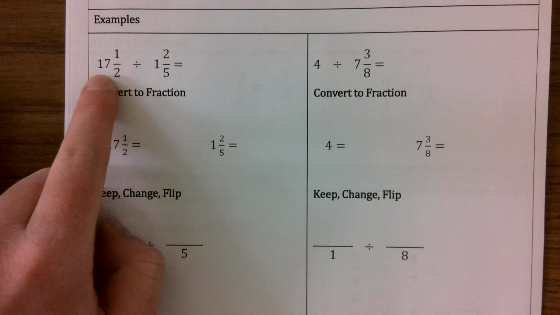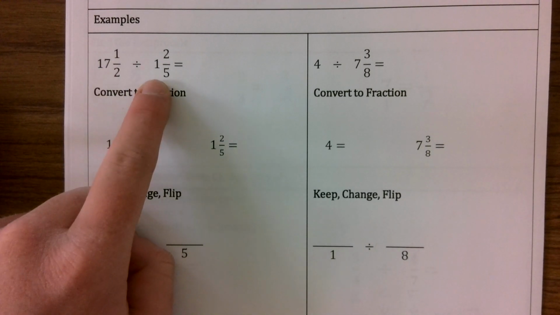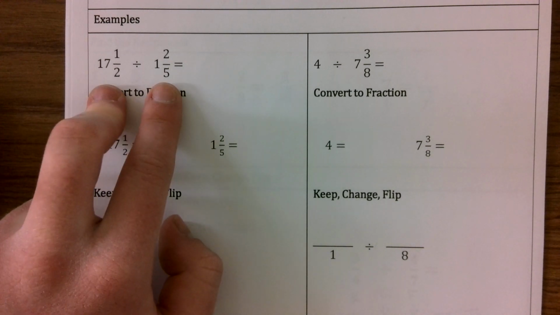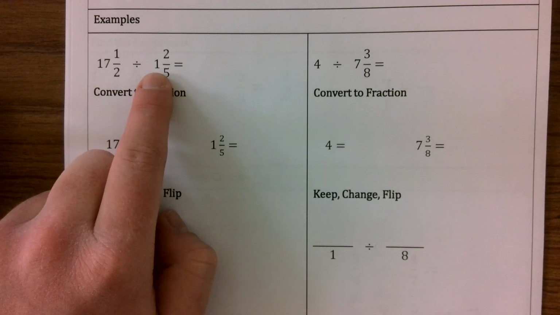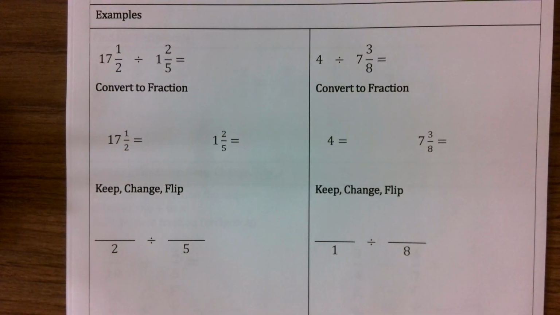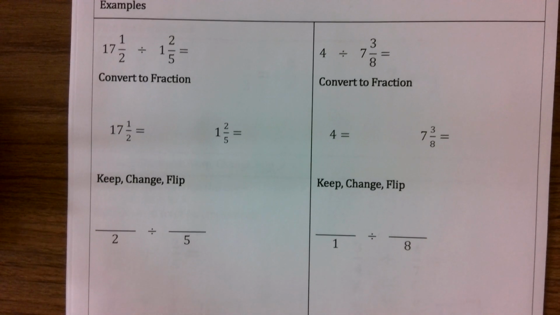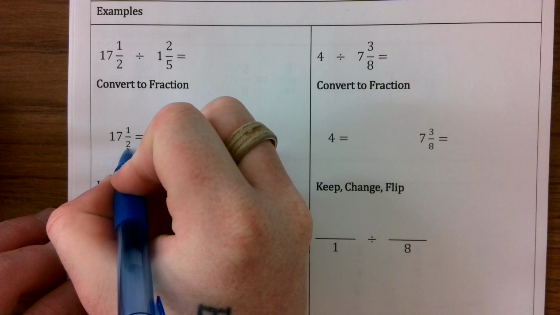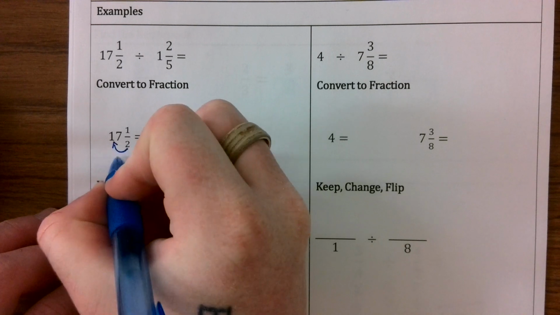Here we have 17 1/2 divided by 1 2/5. We have two mixed numbers. We know that they're mixed numbers because there's a whole number squished up right next to the fraction in each. So the first thing we have to do is convert both of those to a fraction. We are going to do that by multiplying the denominator, the bottom number, times the whole number.